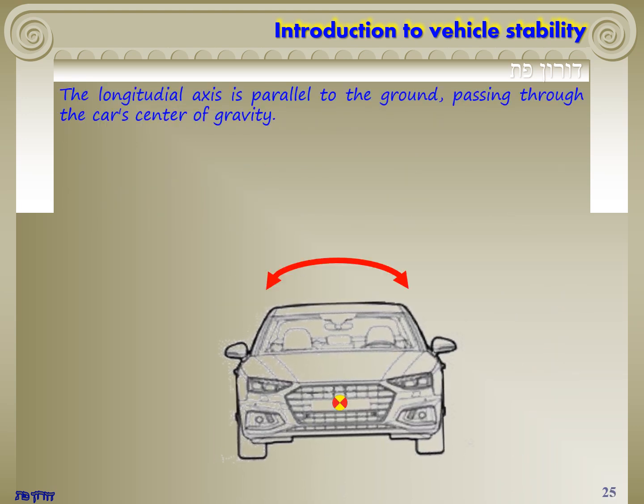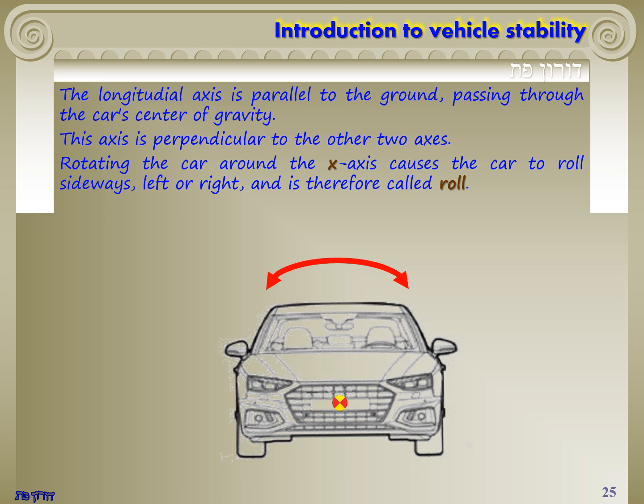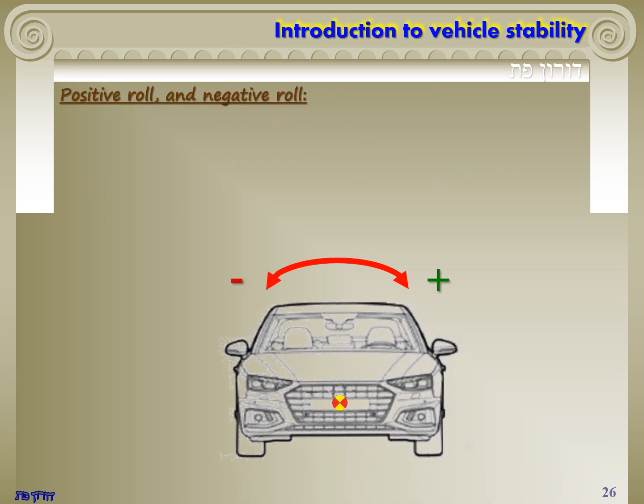The longitudinal axis is parallel to the ground, passing through the car's center of gravity. This axis is perpendicular to the other two axes. Rotating the car around the x-axis causes the car to roll sideways, left or right, and is therefore called roll. Positive roll and negative roll.